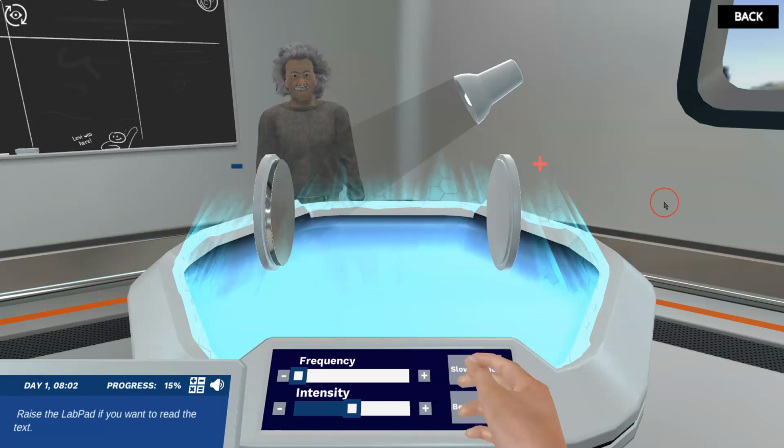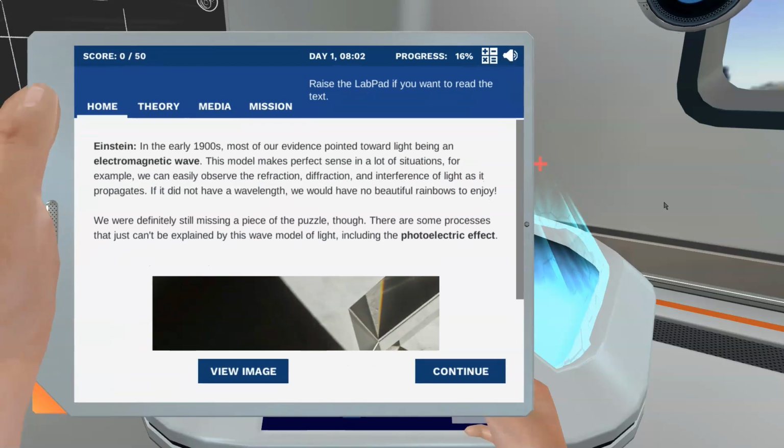Before we dive into the experiment, I'll give you a little bit of context. In the early 1900s, most of our evidence pointed toward light being an electromagnetic wave. This model makes perfect sense in a lot of situations. For example, we can easily observe the refraction, diffraction, and interference of light as it propagates. If it did not have a wavelength, we would have no beautiful rainbows to enjoy. We were definitely still missing a piece of the puzzle, though. There are some processes that just can't be explained by this wave model of light, including the photoelectric effect.